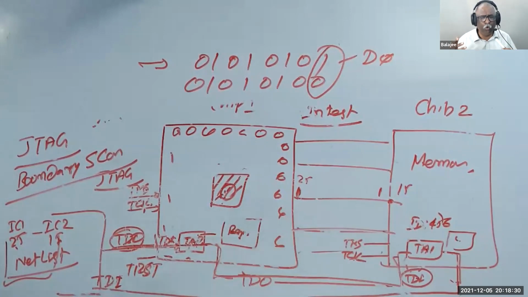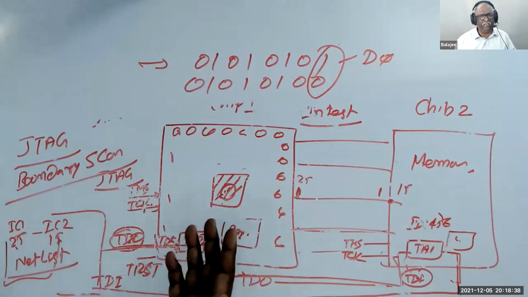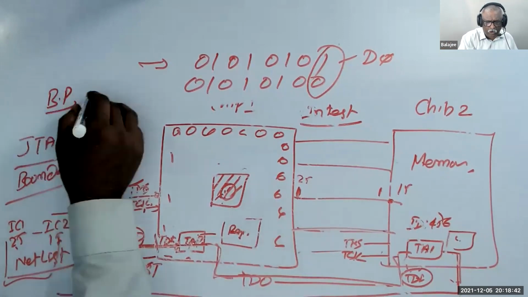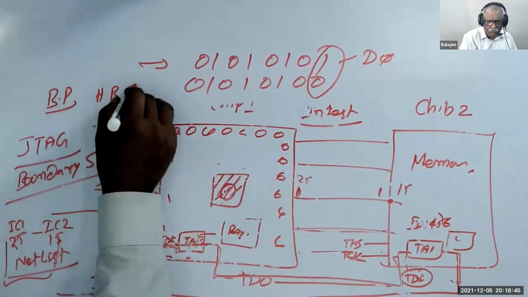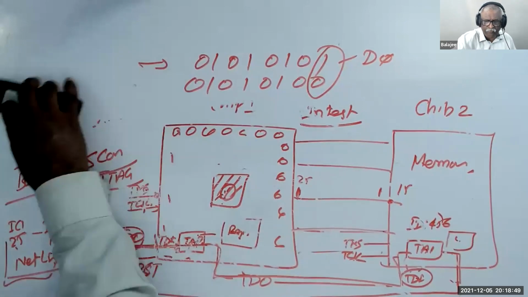This is the huge debugging using JTAG. You can do single stepping. I can put a breakpoint here. We will discuss later in the software what is called a breakpoint and what is called a hardware breakpoint. Software breakpoint and hardware breakpoint. There are so many things in that debugging.